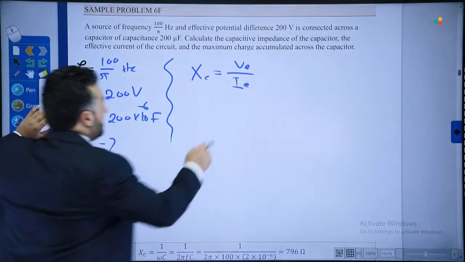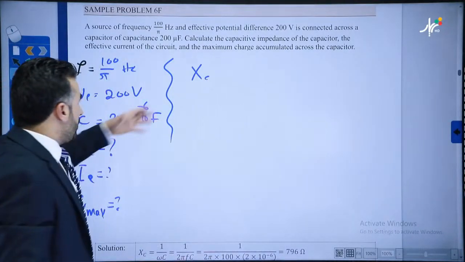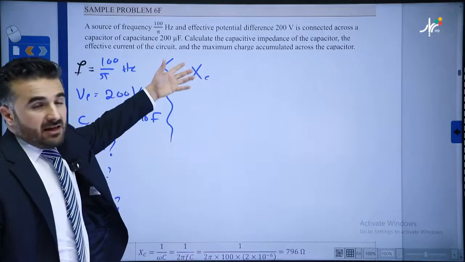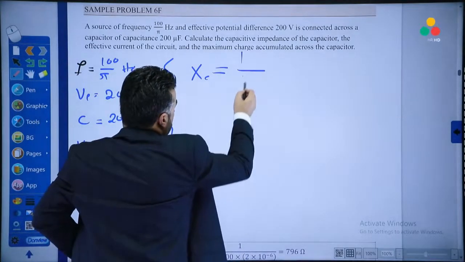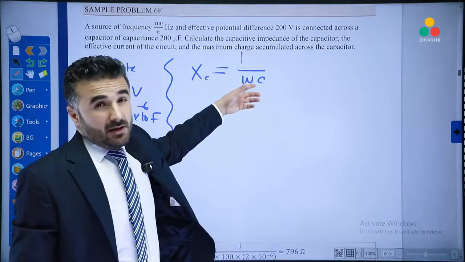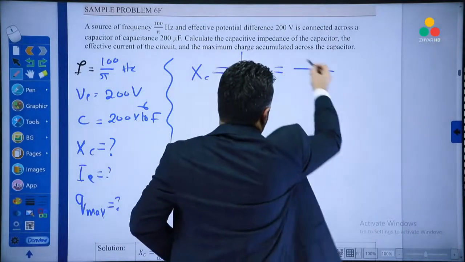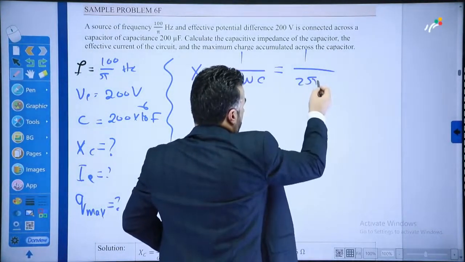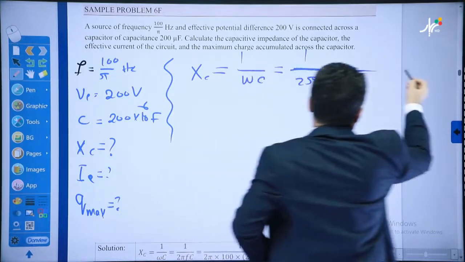So what is another way to solve this one here? In this case, we can use the other equation for the capacitive impedance. And of course, it is equal to 1 over omega C. But do I have omega? Not directly, but I have the frequency. So instead of omega, I have 2 pi f multiplied by the value for the capacitance of the capacitor here.